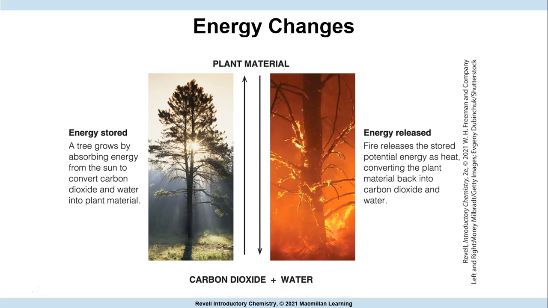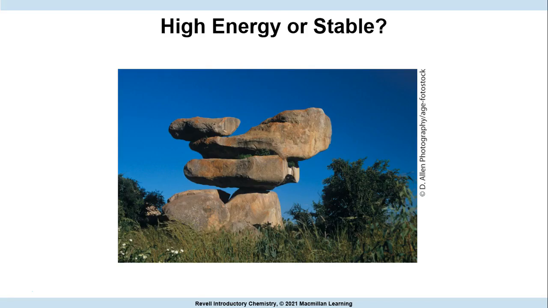So for plants too, there is that energy change, because for plants to manufacture their food, they need sunlight, and they combine carbon dioxide and water to make it into plant material. So the energy now is stored in that plant. Now what happens when you use that plant, when you burn it? So when you burn it, it releases that energy that has been stored. The energy is released in the form of heat, and it converts the plant material that was stored back into carbon dioxide and water.